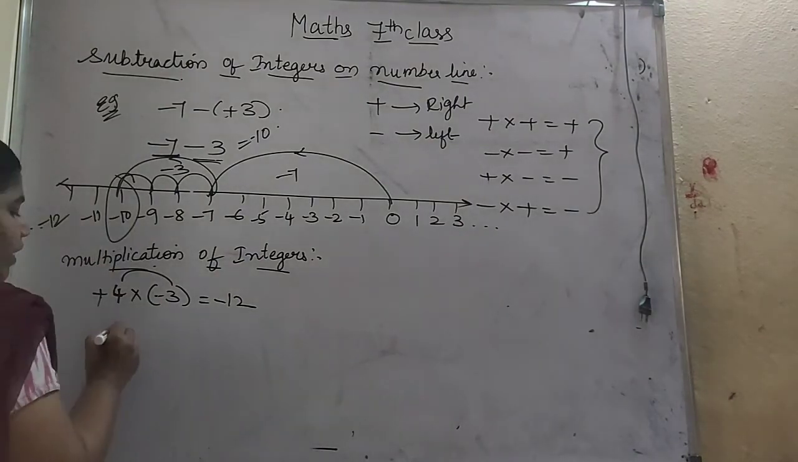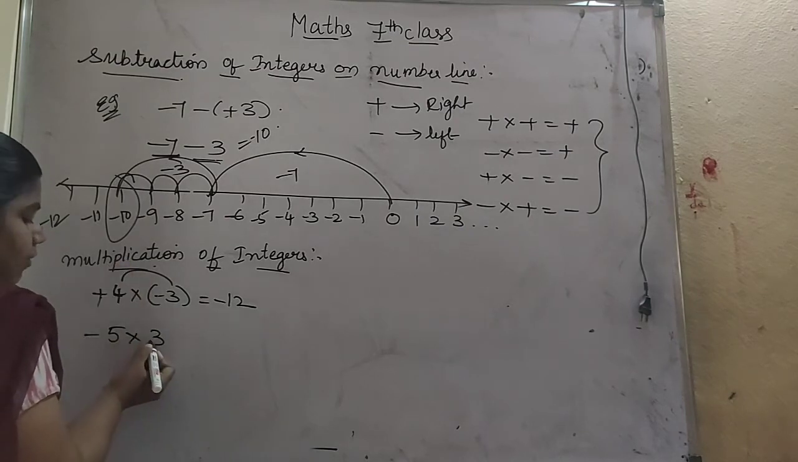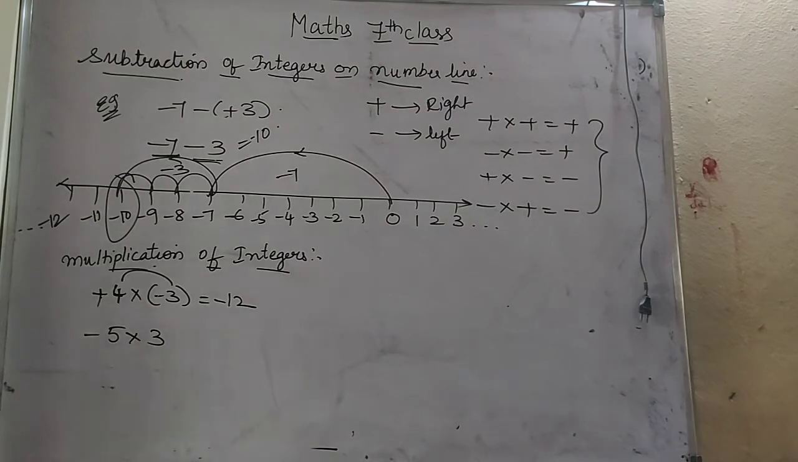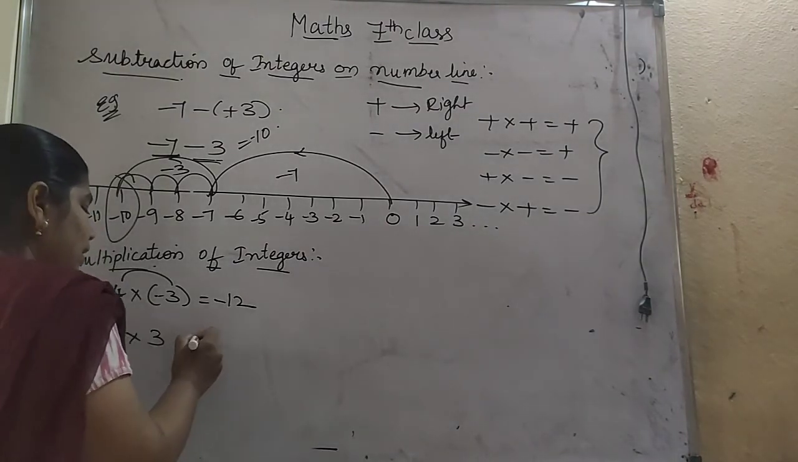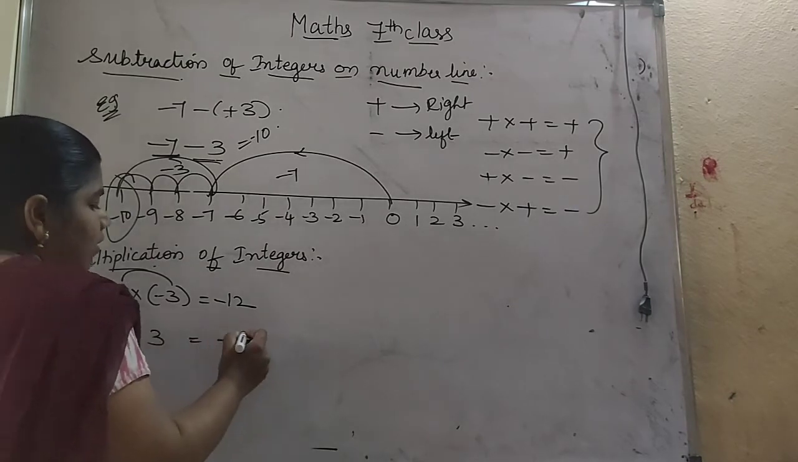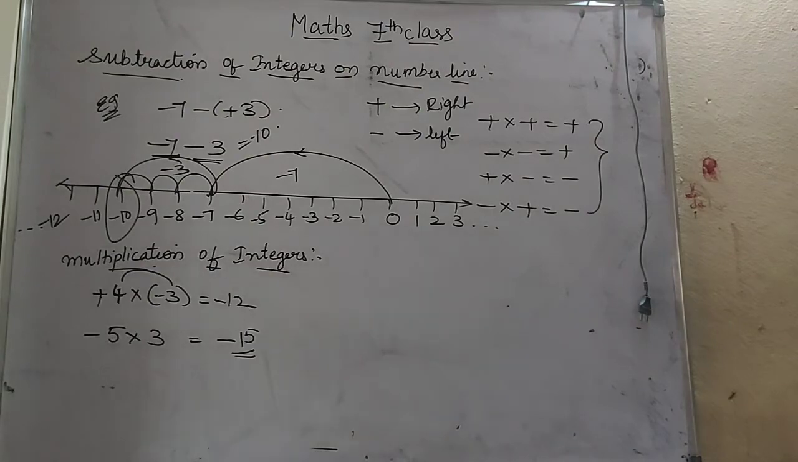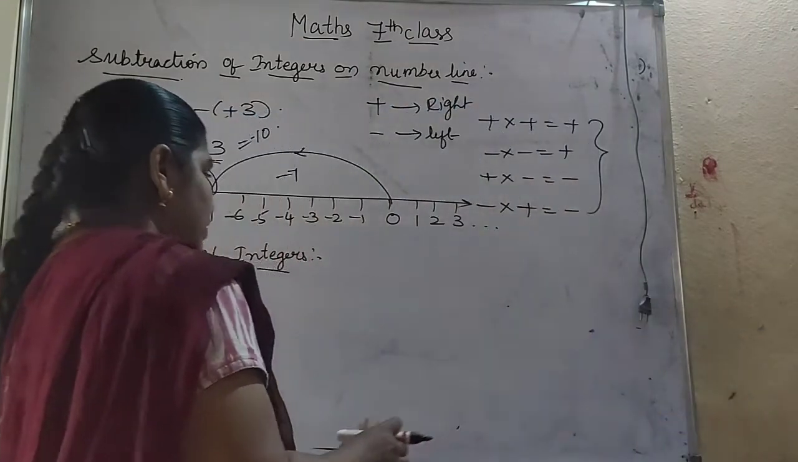In the same way, minus 5 into 3. Here before 3 we are having a plus sign. If you are not seeing any sign before the number, that means it is having plus. So minus into plus will be minus. 5 3s will be equal to 15. So this is how you will do the multiplication of integers. Now we have to show this on the number line. So how to show this on the number line we will see.